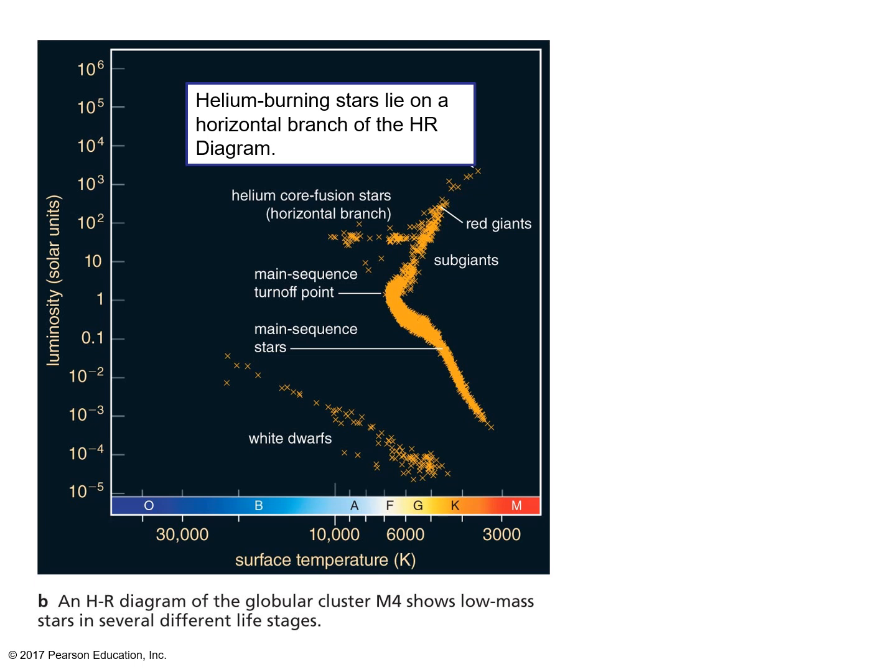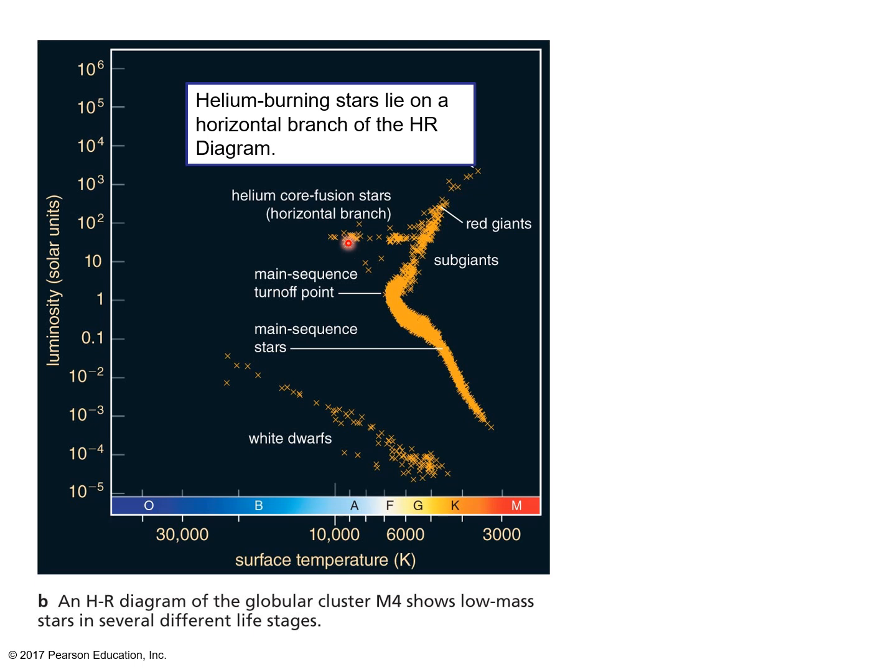This is an HR diagram of a globular cluster that shows low mass stars in several different life stages. And so here we have the main sequence, and there's the main sequence turn-off point. And you learned in chapter 15 about the usefulness of that main sequence turn-off point, where there are no O stars, B stars, and A stars on the main sequence, which shows that they have died off. They've become other things.